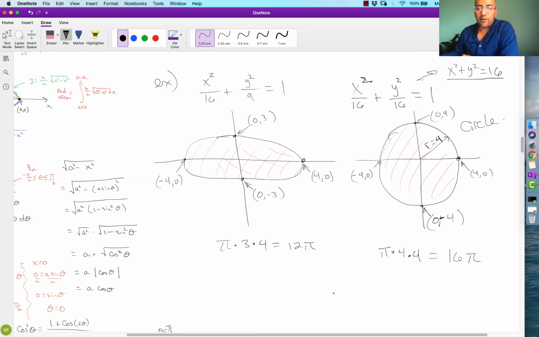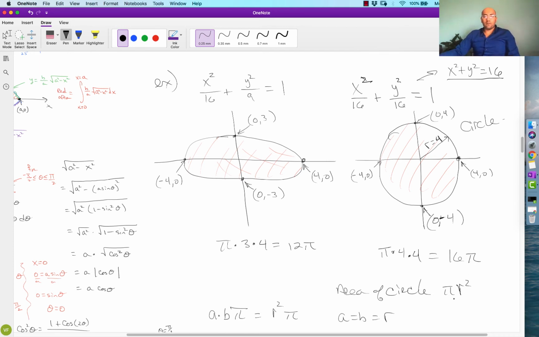Remember that the area of a circle is also known as pi r squared. And so we've confirmed for the case of a equals b, which is equal to r. In cases where a and b are the same, which therefore means that they equal r, the formula of pi times a times b is the same thing as the formula pi r squared. So we've confirmed that the area of a circle is pi r squared. That's pretty cool.